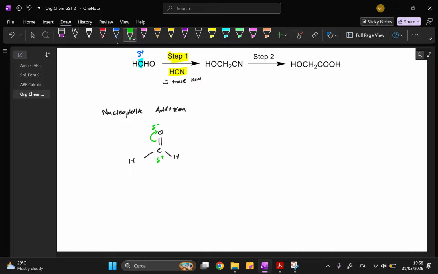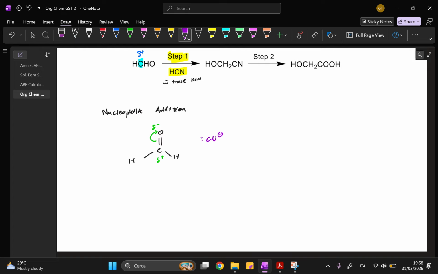And at the same time, let's change color, I have a CN minus nucleophile here. So for this CN, I must indicate the negative charge, I must indicate the lone pair. Now, my carbon is an electrophilic site, it's delta plus.